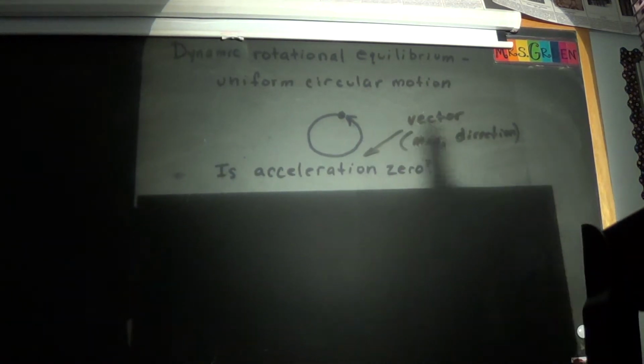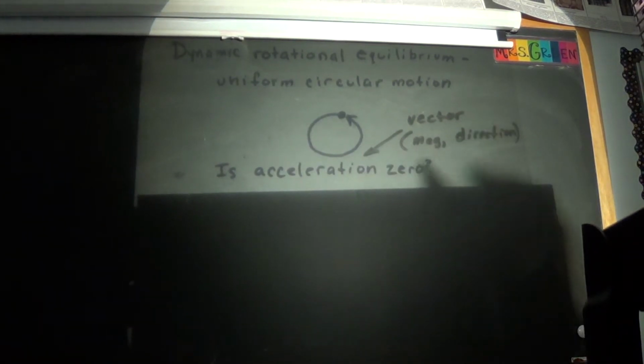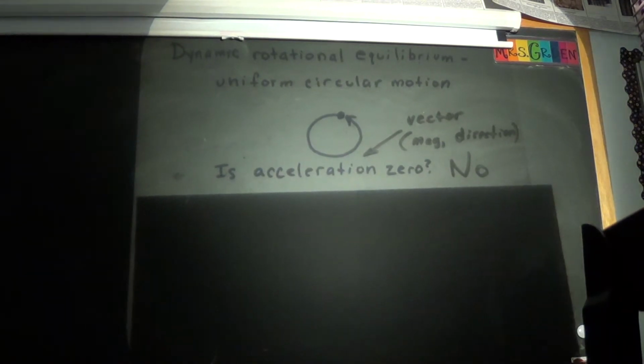But the direction changes constantly when you're going around in a circle. So that's why we have to say that acceleration is non-zero, because the direction is changing. So there's a little tweak there in our understanding of constant velocity and acceleration.